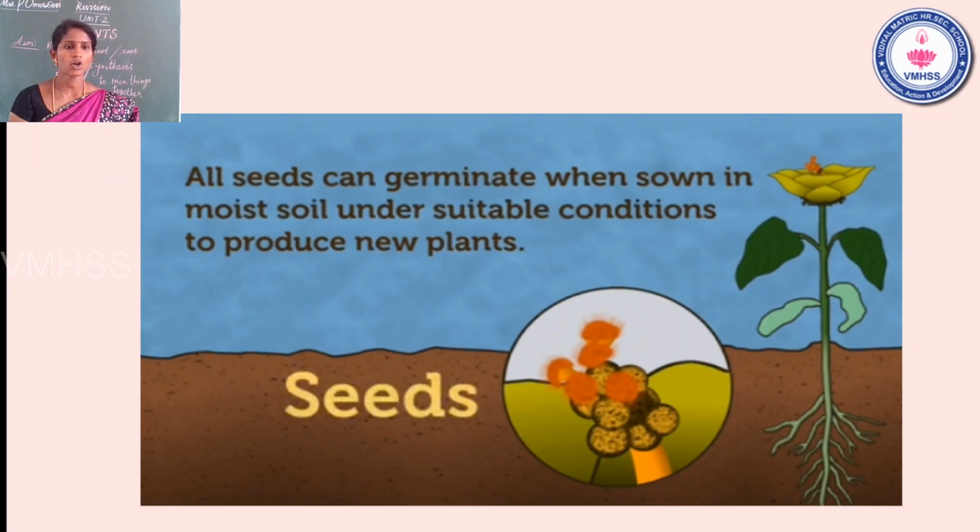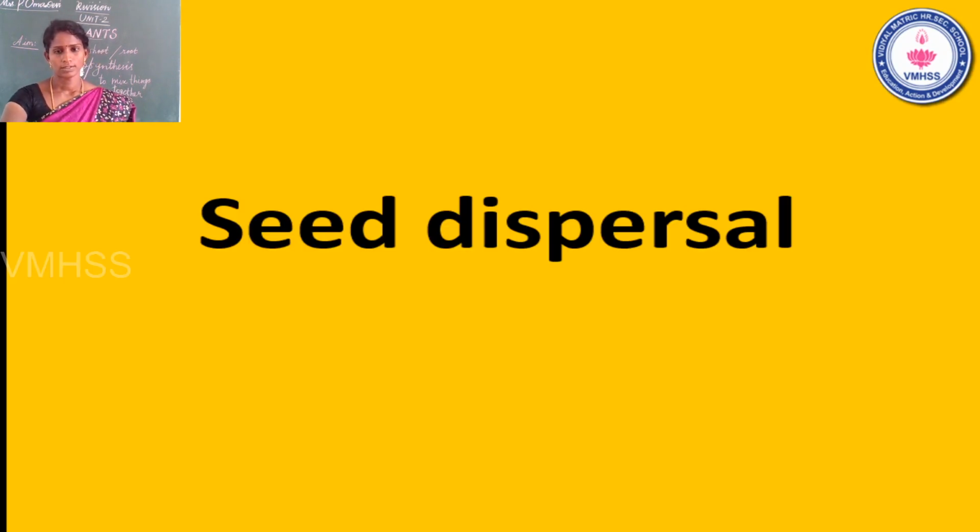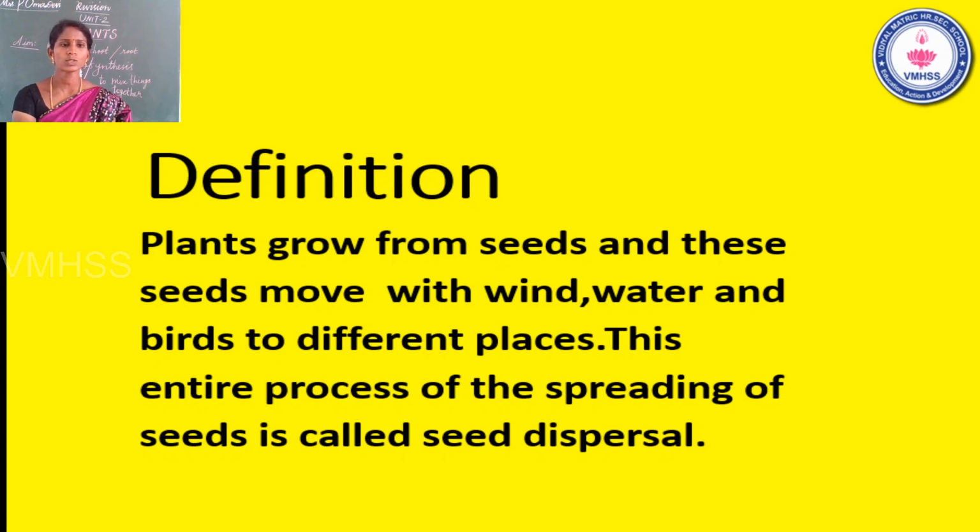Students, let us see the next topic. Next topic is seed dispersal. You already learned seed dispersal. Students, what is meant by seed dispersal? See the slide. Plants grow from seeds and these seeds move with water, wind and birds to different places. So the seeds are moved from one place to another place.